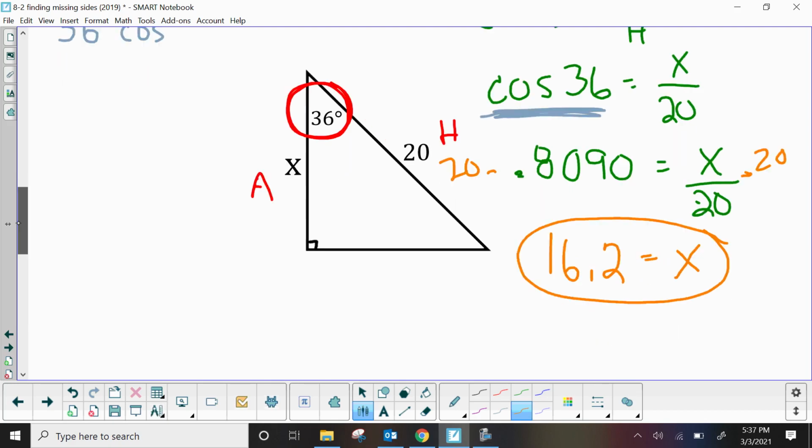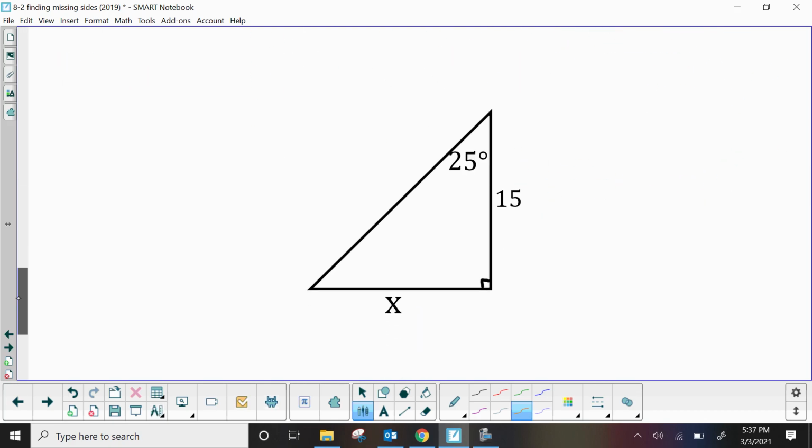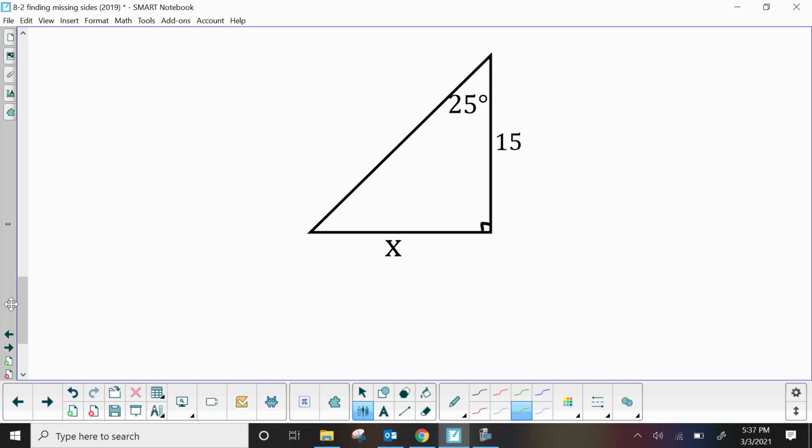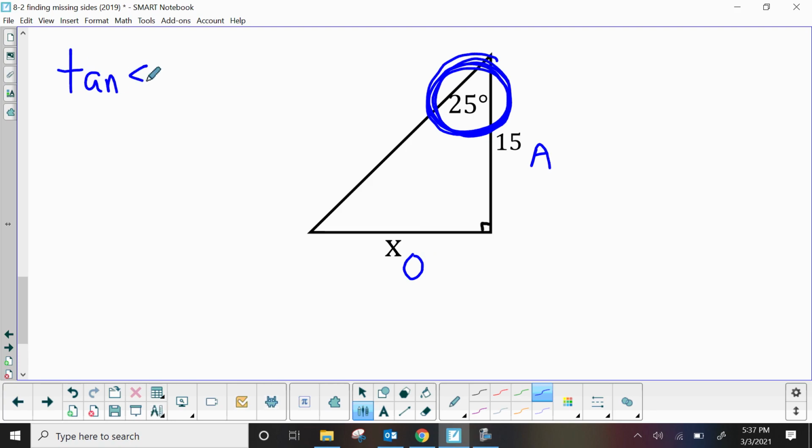Okay, let me show you tangent. All right, so here's an example of a tangent one. Circle the angle first. I'm going to label the sides based on that. 15 is right next to it. It's the adjacent. X is the opposite. Obviously, out of SOHCAHTOA, the one that deals with O and A is the tangent. And the rule is tangent of the angle is equal to opposite over adjacent.